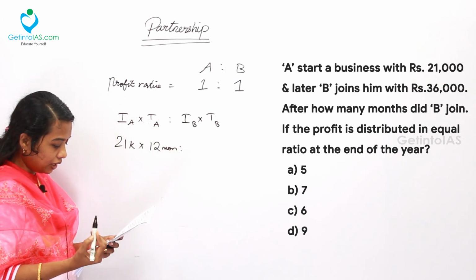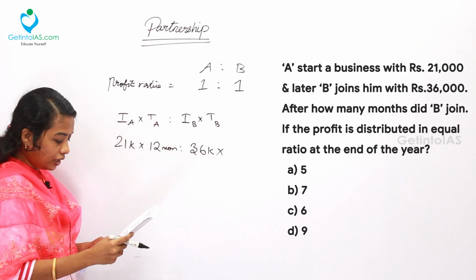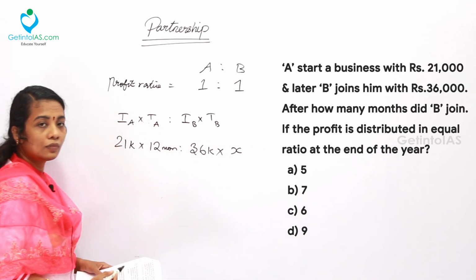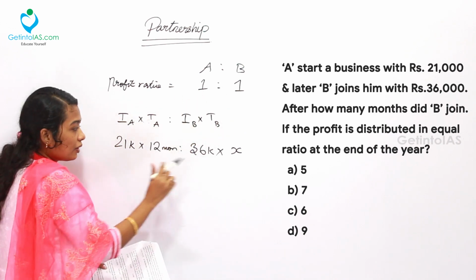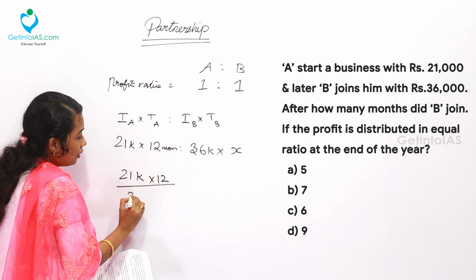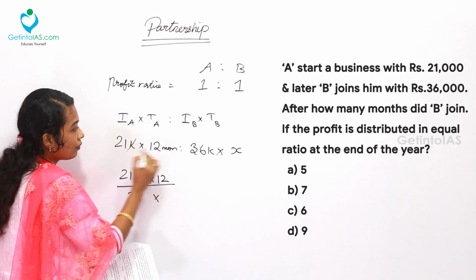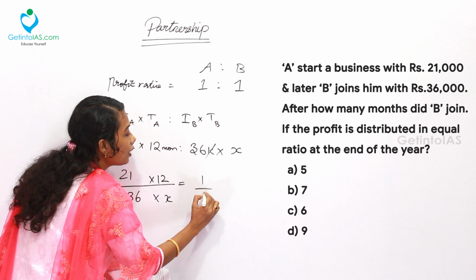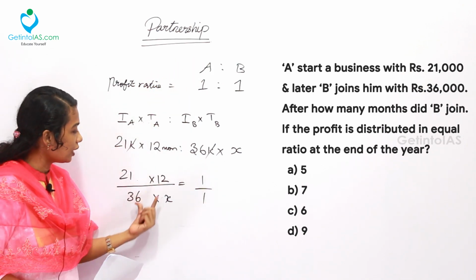What is the investment of B? B is 36,000 into how many number of months there? We don't know. So take it X months. So the ratio between these two is 1:1. So simply you can write it in the form of 21k into 12 by 36 into x, you can cancel k over here, which will be equal to 1/1. So everywhere I have converted the ratio into fractional form.